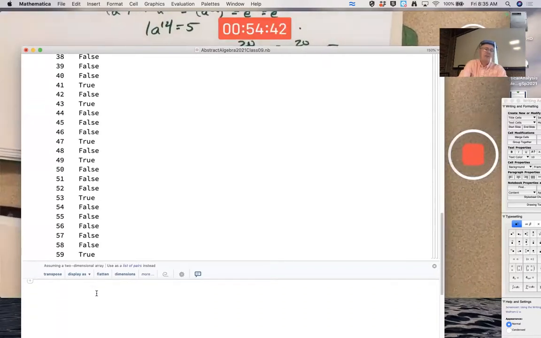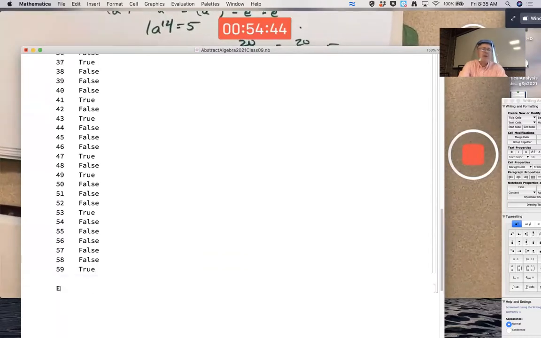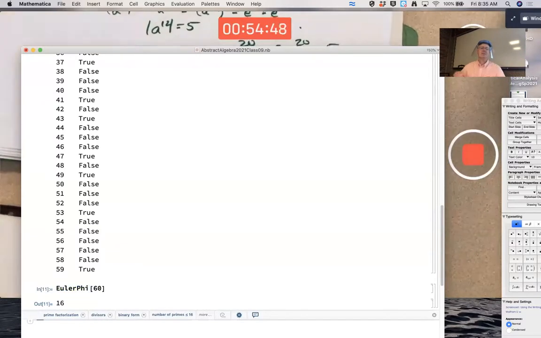Mathematica can compute the Euler Phi function as well. I think it's Euler Phi, yeah. Euler Phi of 60 is 16. Capital E, capital P.